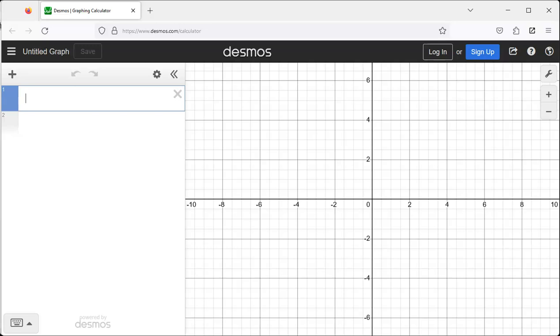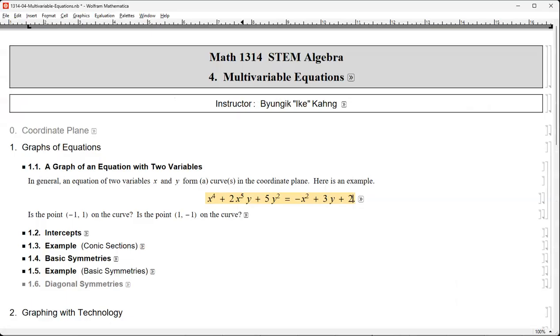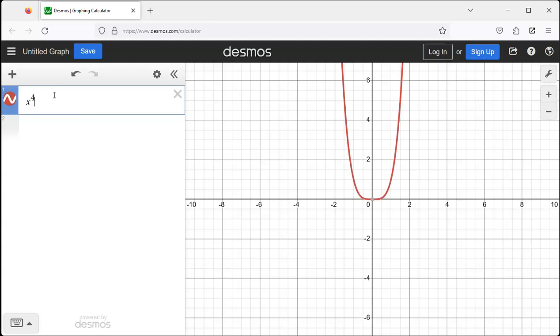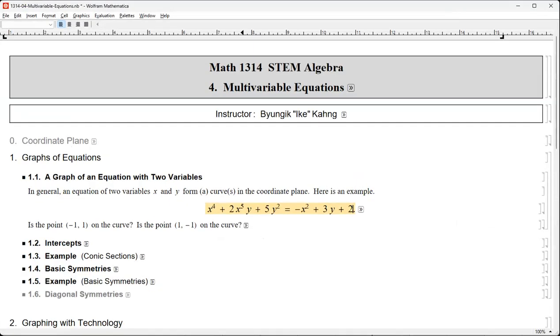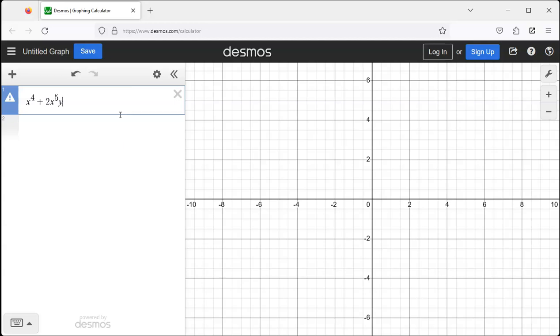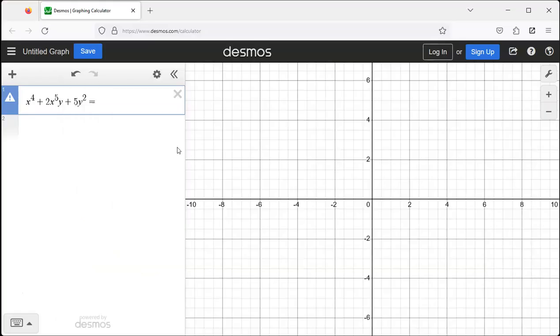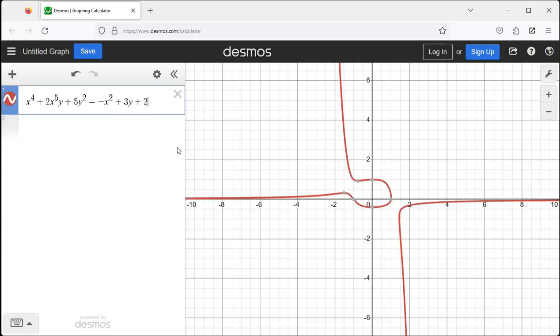Oh, I forgot what that was, by the way. x^4 plus 2x^5 y. So x^4 plus 2x^5 y, and then what's next? Plus 5y squared. 5y squared equals 2, and then the right hand side: negative x squared plus 3y plus 2. Negative x squared plus 3y plus 2.